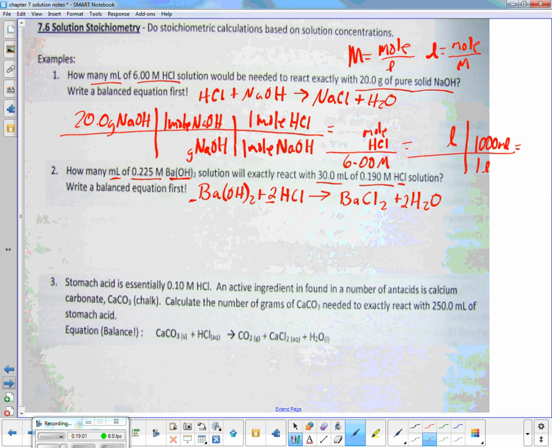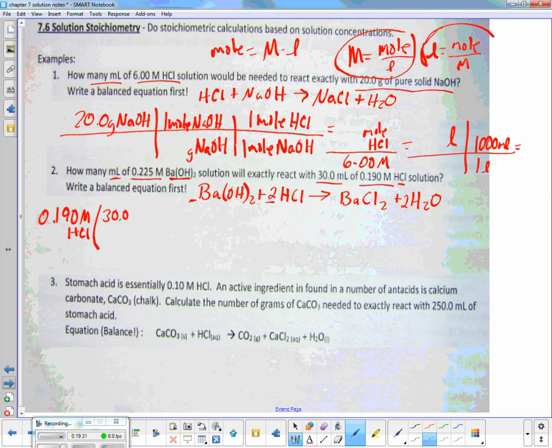So I'm going to start the same way, except this time I'm going to use this equation, but rearrange it for moles. So I'm going to go moles are equal to molarity times liters. And then I can change from moles of one thing to another. So I'm going to take 0.19 molar of HCl, and I'm going to times it by the 30.0 milliliters, but I got to change that to liters. So I'm going to divide it by 1,000 milliliters and put 1 milliliter here. And I'm going to get here moles of HCl.